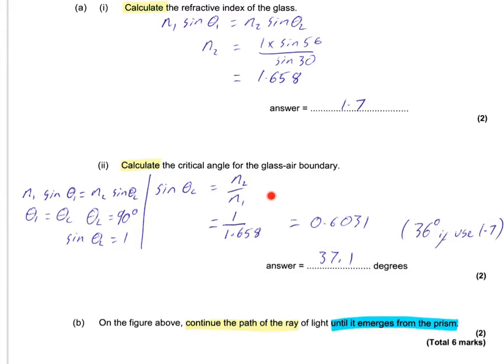Or you can just start with the equation. Sine theta c is n2 upon n1. You do have to get that the right way up. It's the material it's heading towards divided by the material it's currently in. n2 divided by n1, 1 for air, divided by my answer from the previous question, gets me that. And then if you've written what sine theta c is, you're then okay to write what theta c is, simply using the inverse sine button. If you use 1.7 from there, you actually get 36 degrees, and that was accepted as well.